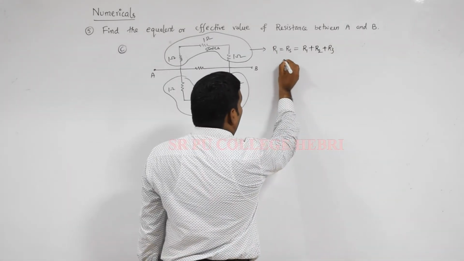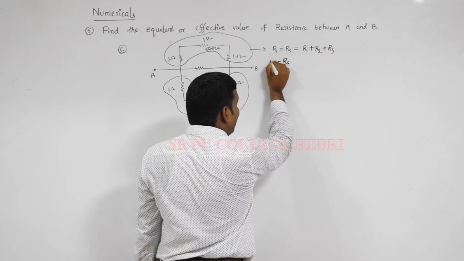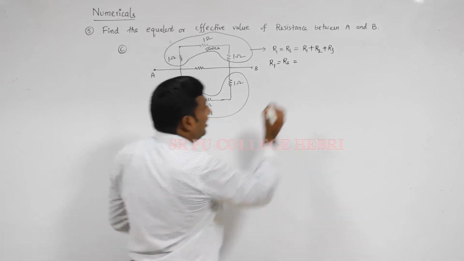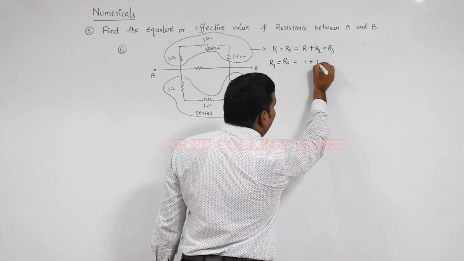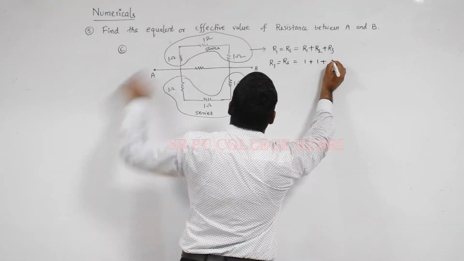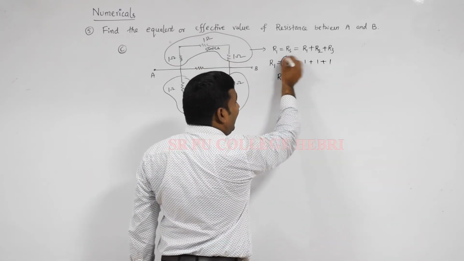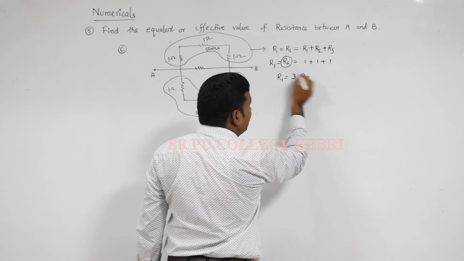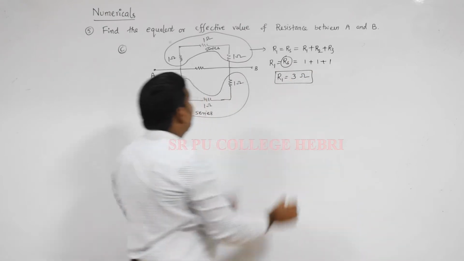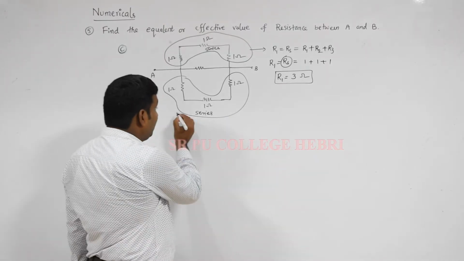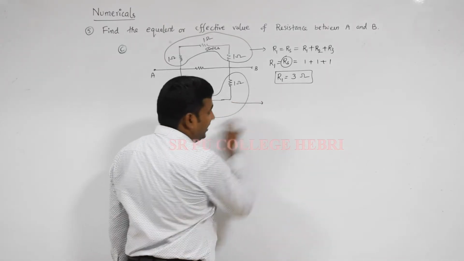That becomes RS. R1 value is given as 1 ohm, R2 value is 1 ohm, R3 value is 1 ohm. Total R1 value is nothing but RS, equal to, what is the answer I got? 3 ohm. Now these three resistors together, what does their value become? 3 ohm.